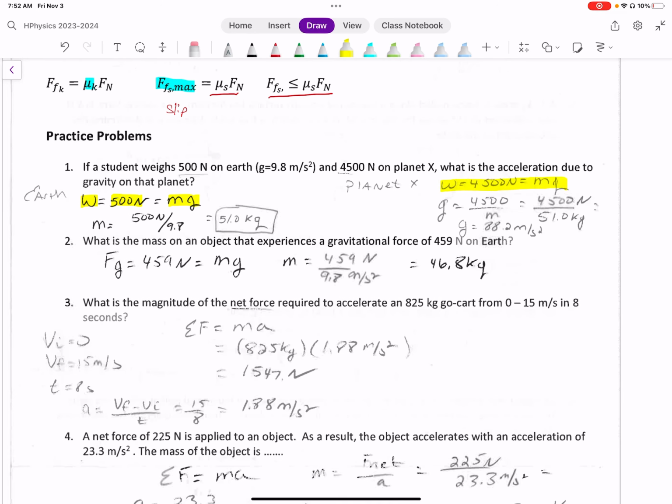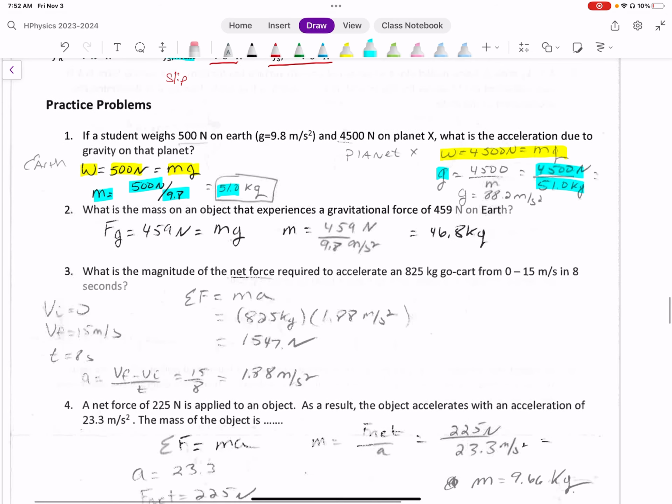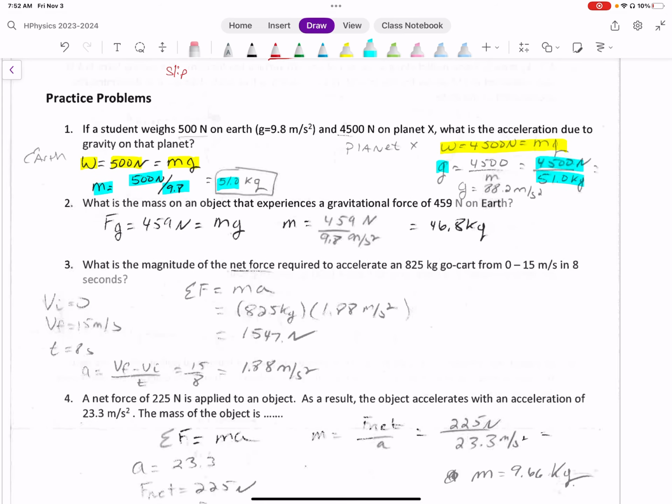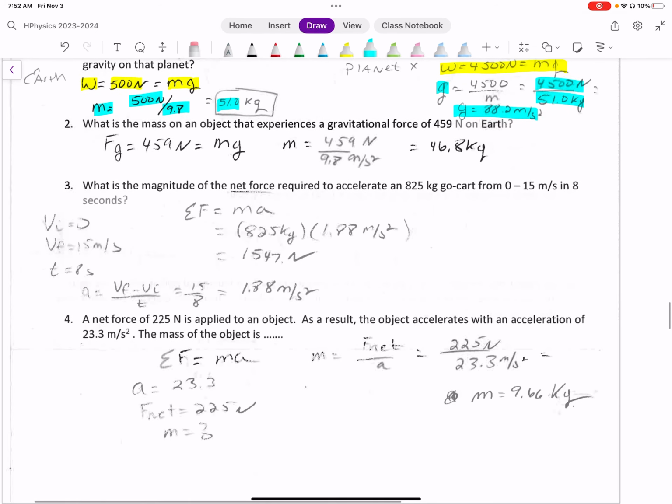So if you go to planet X equation, 4,500 newtons equals mg. I want little g, that's what the question is. And I don't have mass, but I have enough information to find it. So I rearrange what I know on Earth, and I find the mass to be equal to 51 kilograms. And then now I can rearrange the weight equation again on planet X, and I can find that the mass is 51 because it's constant, and I will find little g to be equal to 88.2 meters per second squared.